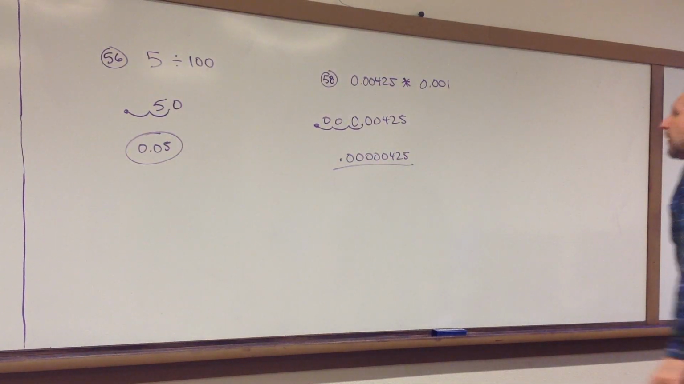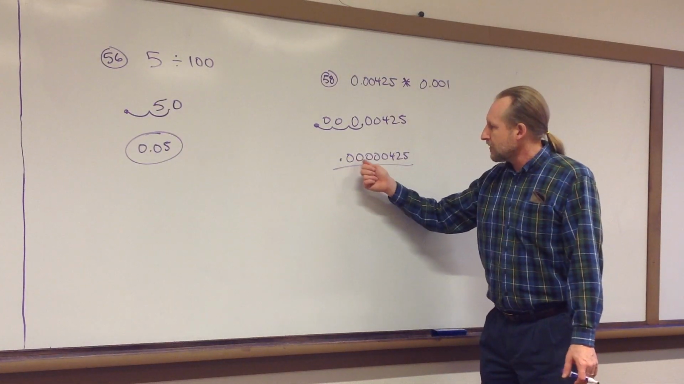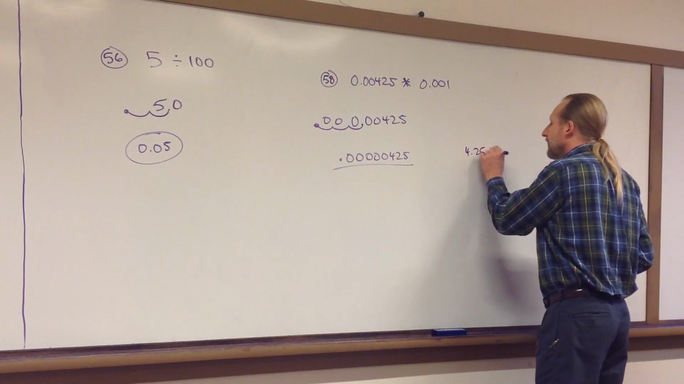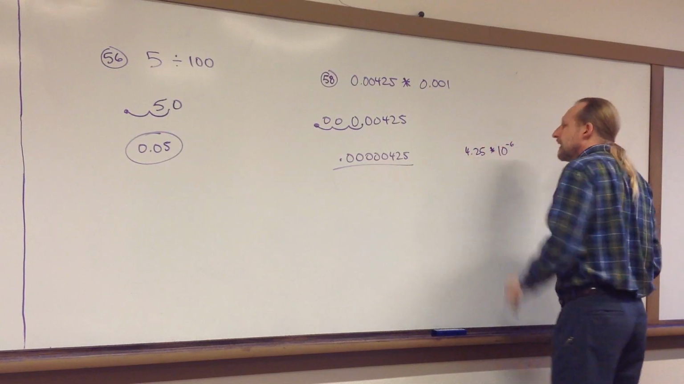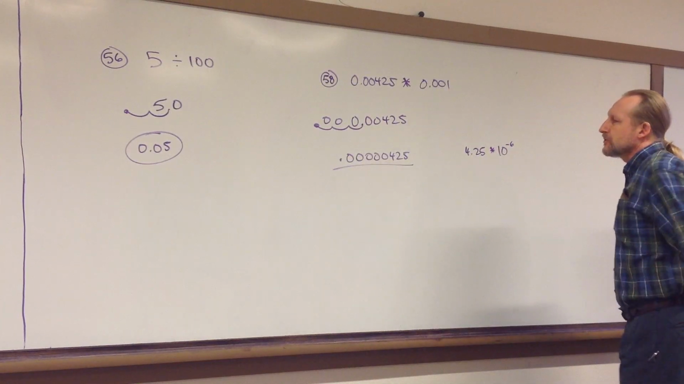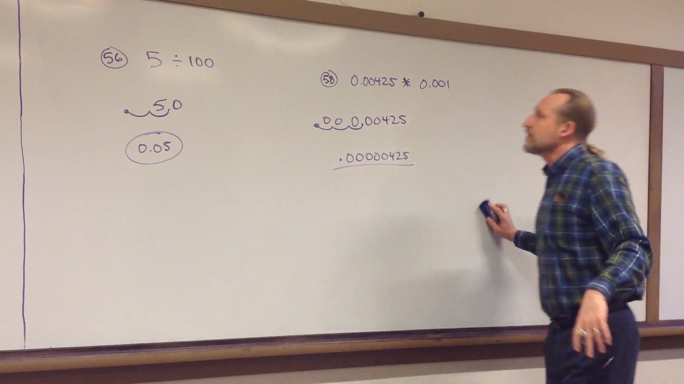Towards the end of the term, we'll talk about scientific notation. And so we would write this, let's see, 1, 2, 3, 4, 5, 6. This would be 4.25 times 10 to the negative 6. Don't have to worry about that right now, but that's the scientific notation for writing these really, really small numbers and also really, really large numbers.